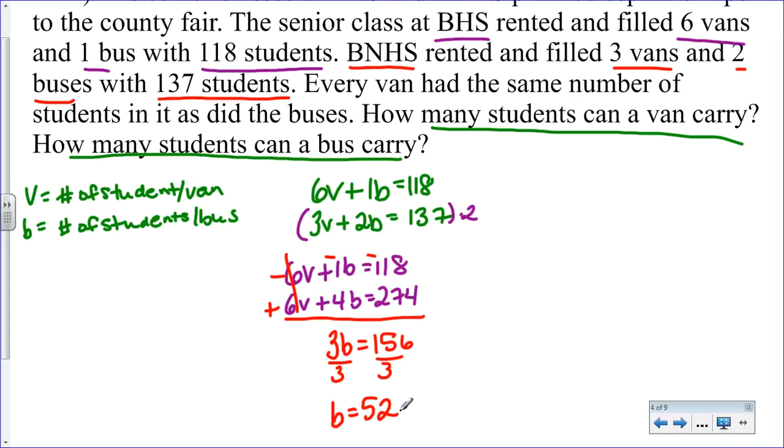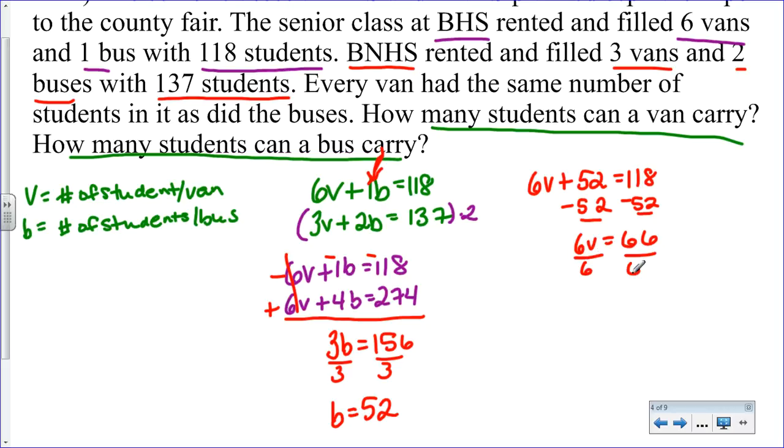Okay. Same thing we've been doing. We're going to plug this back into the original equation. So I'm going to plug it in right here for my B. I'm going to do 6v plus 1 times 52, which is 52, equals 118. I'm going to subtract 52 from both sides to get 66, and then divide by 6 on both sides.